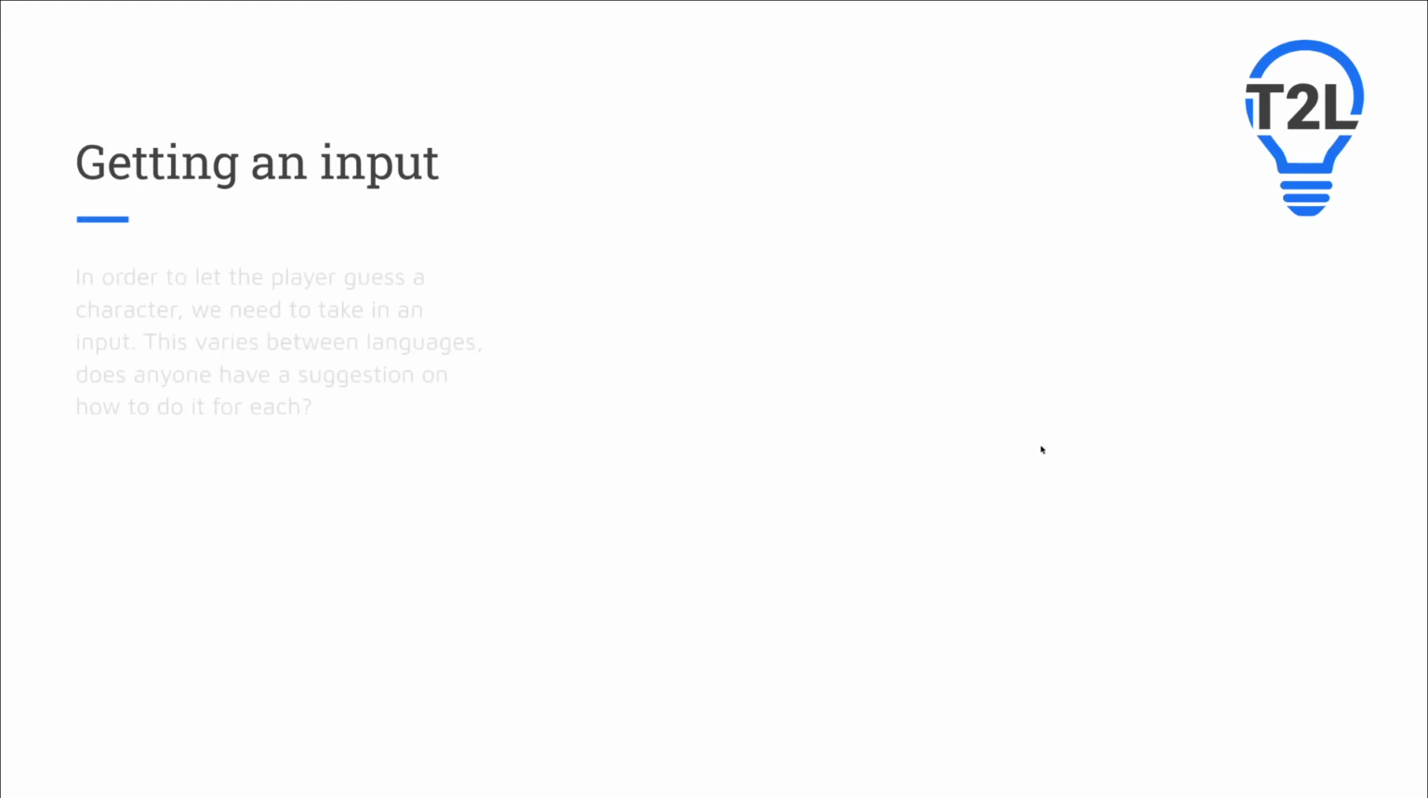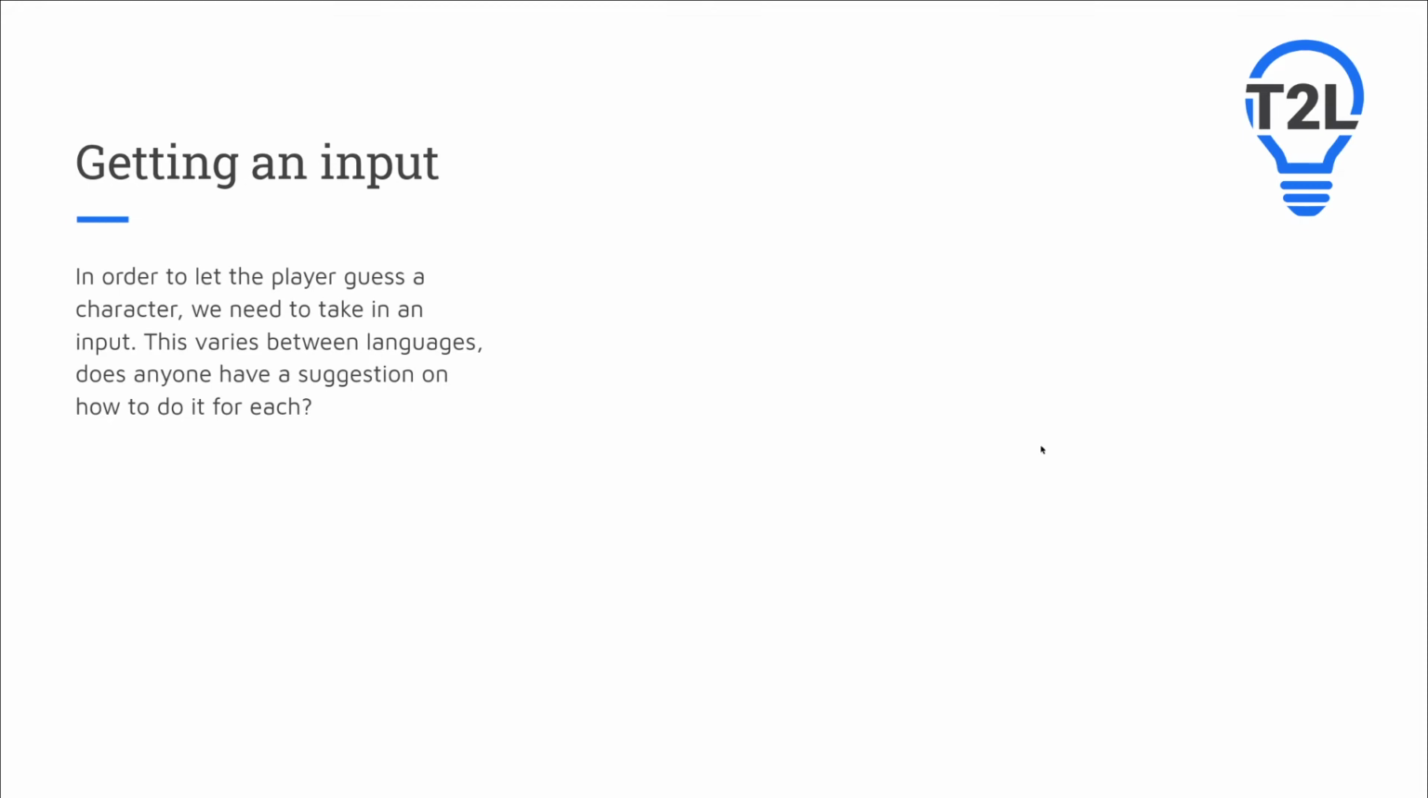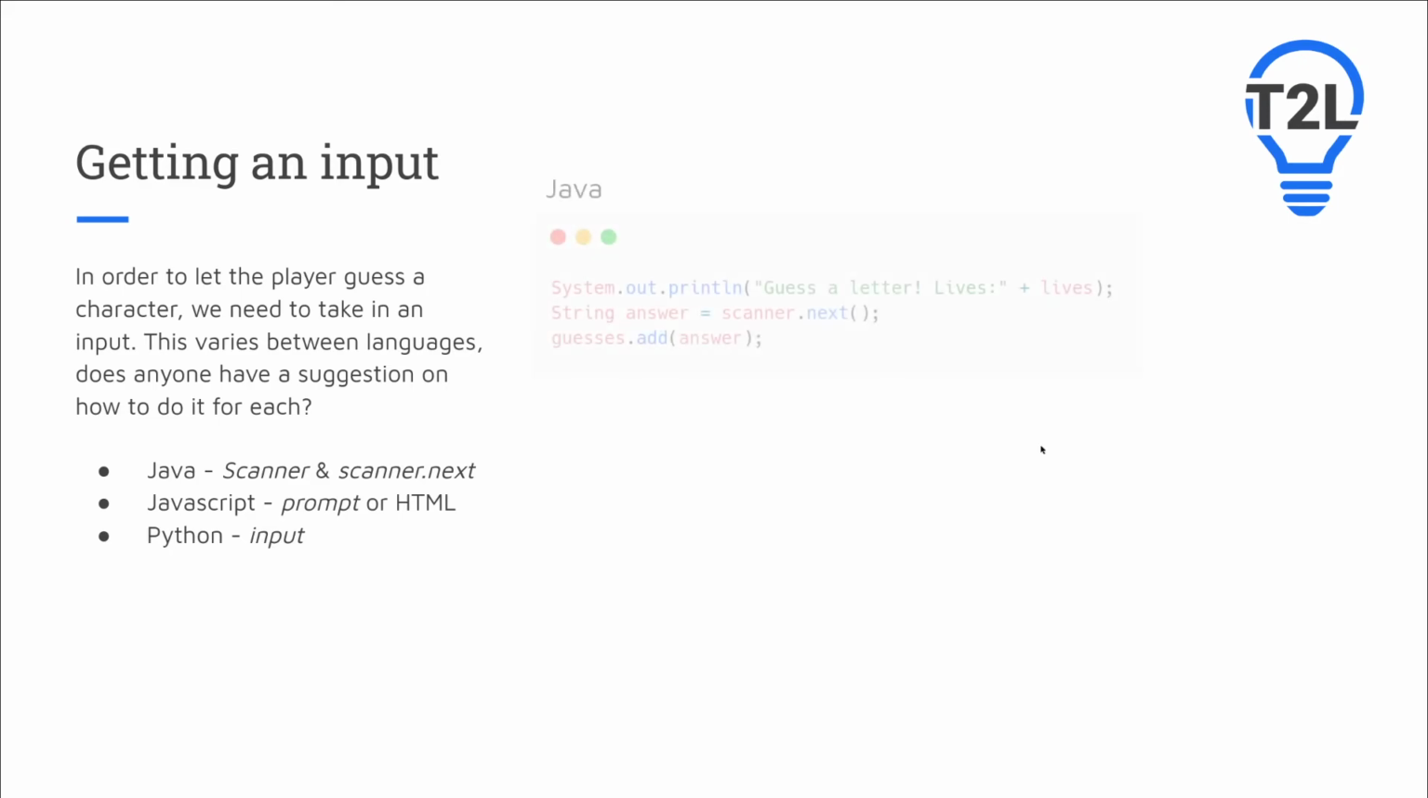So, getting an input right. This varies between languages. For Java, you want to use Scanner and scanner.next. In JavaScript, you just use prompt and it'll pop up, or HTML, but we're just using prompt because HTML is complicated. In Python, you just use input.